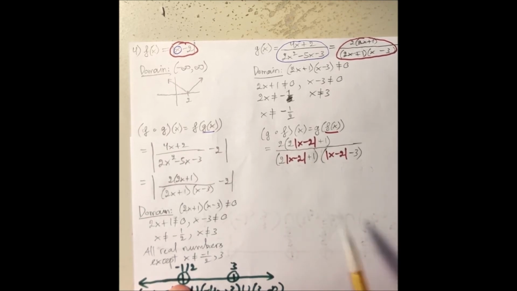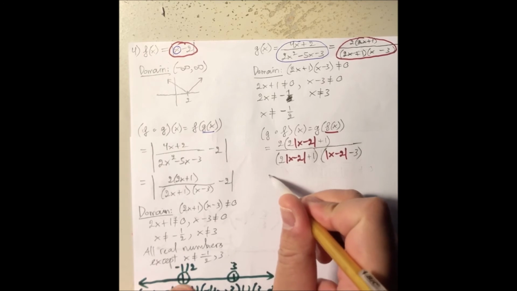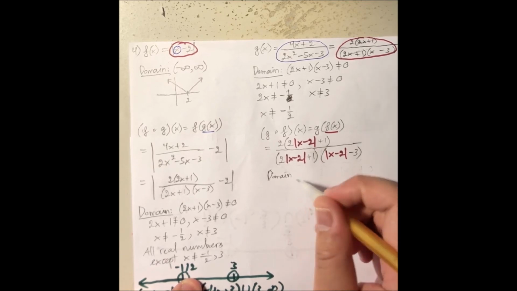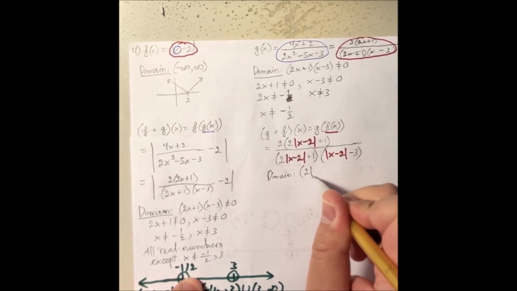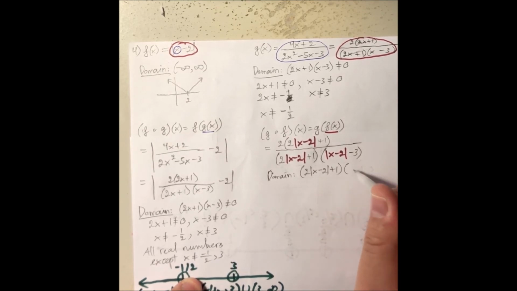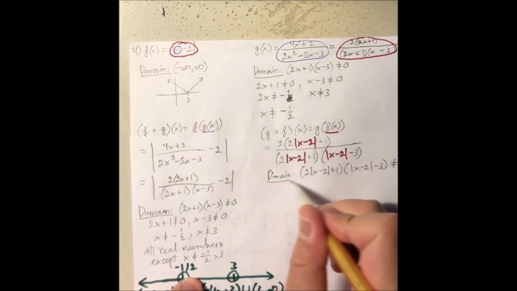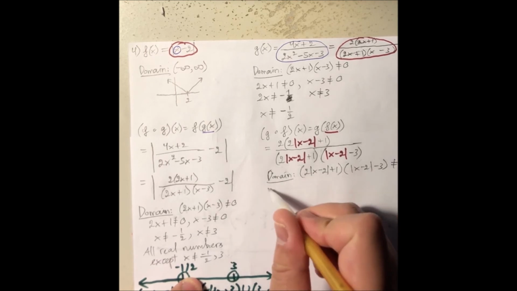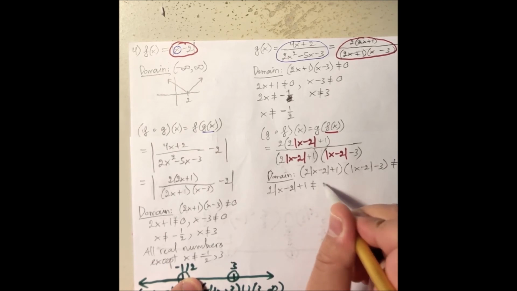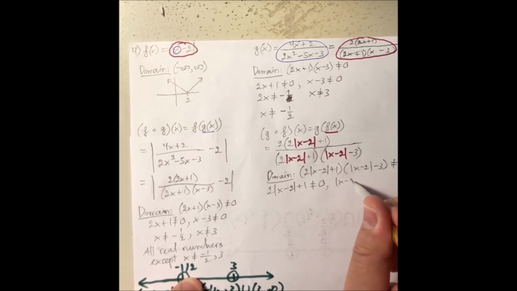Well, take this little rational function, or take the denominator and set it not equal to 0. So I got the domain. It's going to be (2 times absolute value of x minus 2 plus 1), and then times (absolute value of x minus 2 minus 3), not equal to 0. And so using the zero product property, take this, set it not equal to 0. So I got 2 times absolute value of x minus 2 plus 1 not equal to 0, and then comma, absolute value of x minus 2 minus 3 not equal to 0.